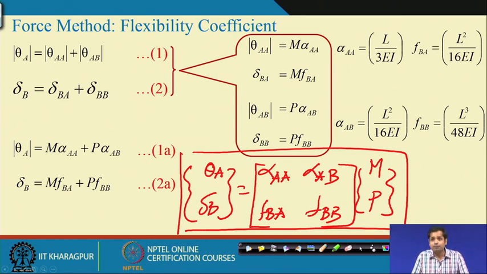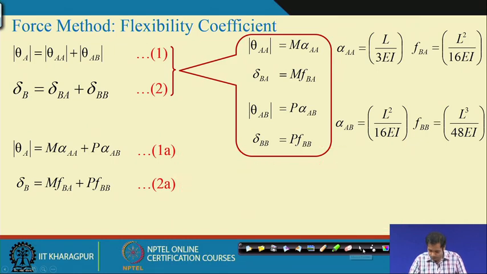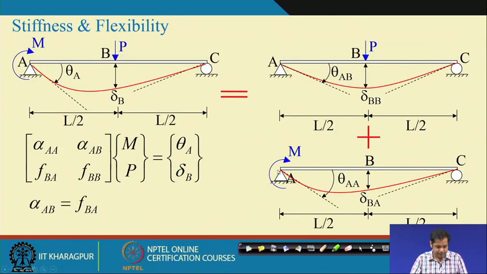Now, this is also a force displacement relation. It is very similar to a spring, where we had just one force and one displacement component. Here we have two forces and two displacement components, and this matrix relates the forces, which are M and P, and the displacements, which are theta A and delta B. So, this is again a constitutive relation, written in matrix form.